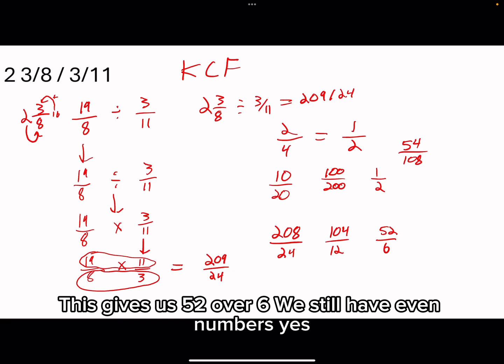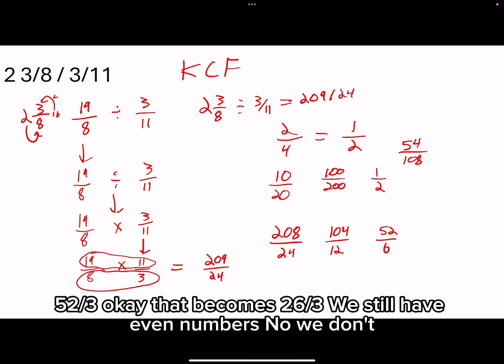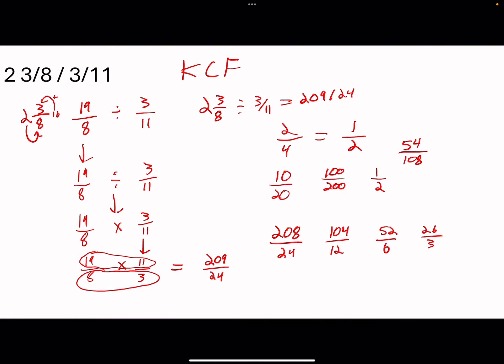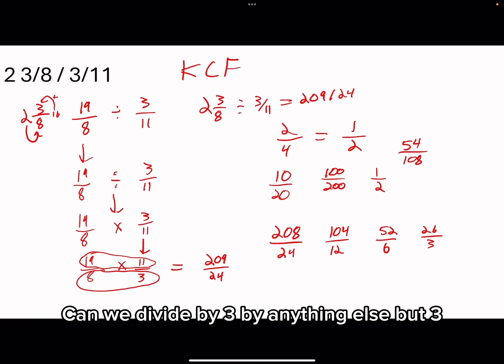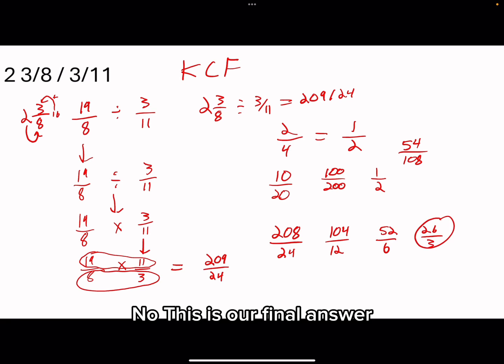We still have even numbers? Yes. 52 over 6 becomes 26 over 3. We still have even numbers? No, we don't. Can we divide 26 by 3? No. Can we divide 3 by anything else but 3? No. This is our final answer.